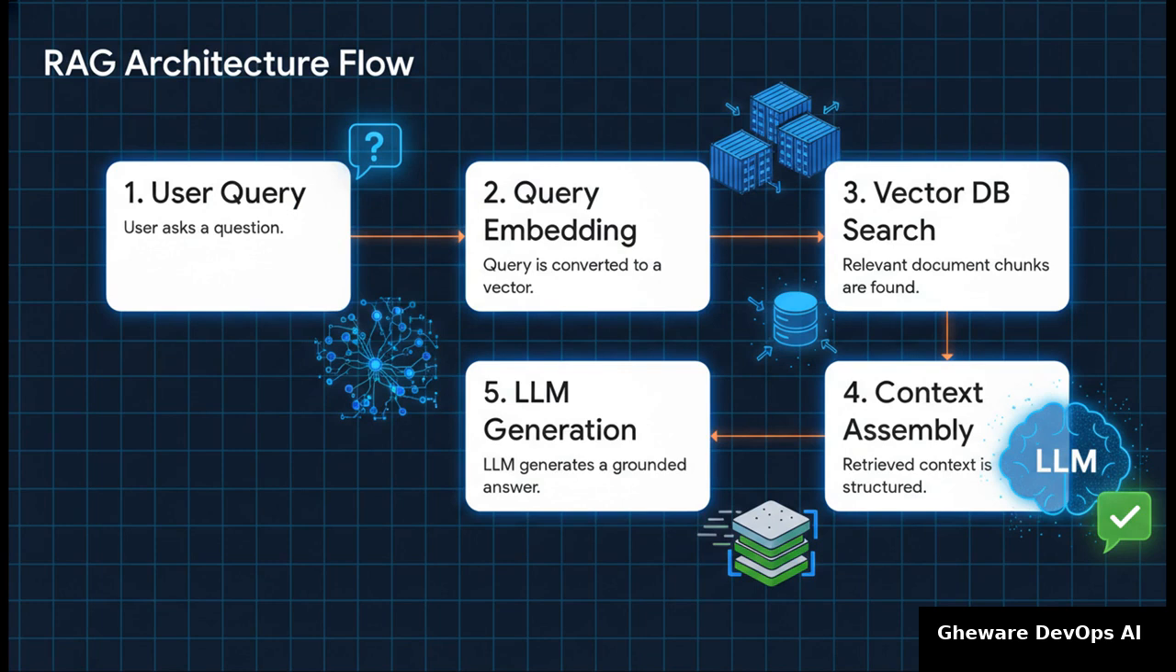First, we turn that question into a string of numbers, an embedding. Then, we use that embedding to search our vector database, which has all our pre-chunked documents. We grab the most relevant chunks, assemble them into a perfectly structured context, using our sandwich pattern, of course. And then finally, we send that curated package to the LLM to generate a really accurate, grounded answer.